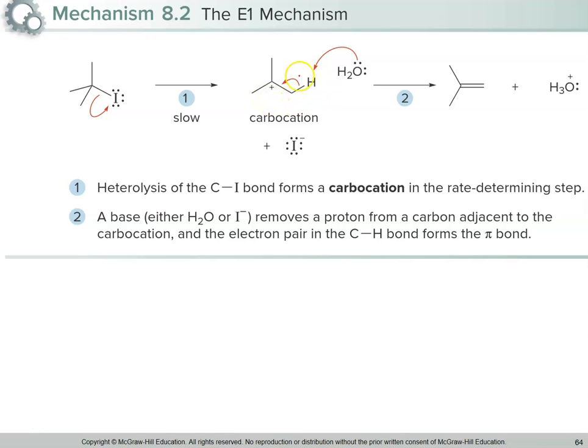And then after that carbocation is formed, the leaving group has left, the weak base will attack that acidic hydrogen on the beta carbon, and the electrons holding that hydrogen on are going to form that double bond as shown here.